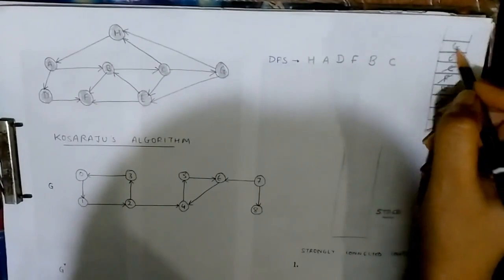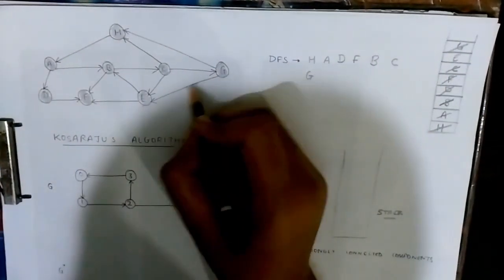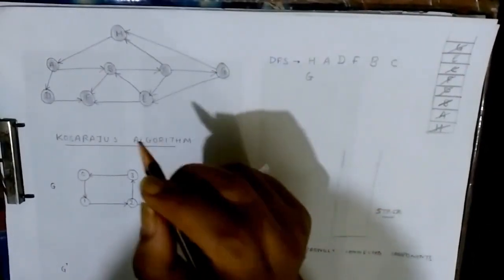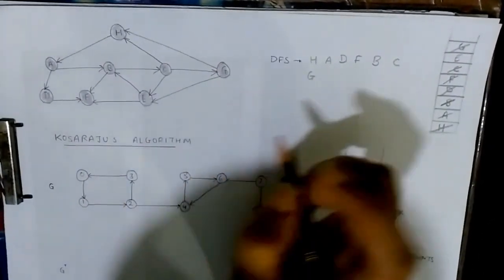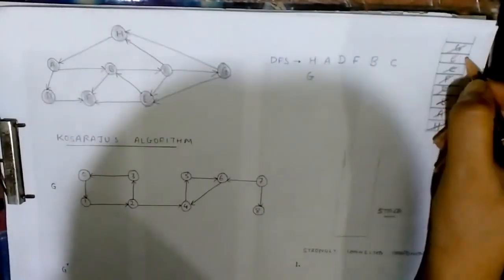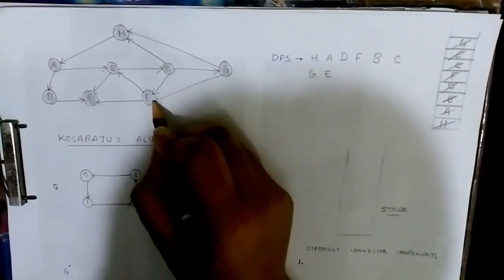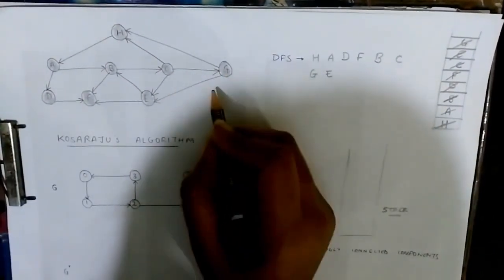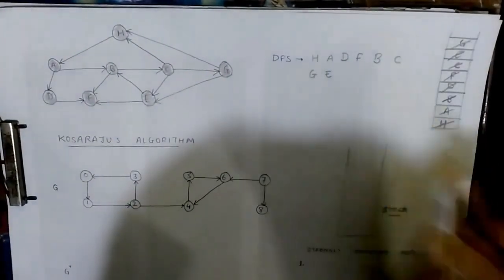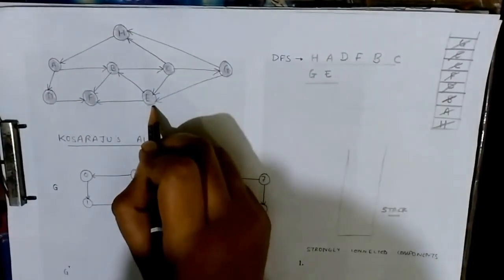Now we pop the top element, G. From G we can go nowhere else. All the other vertices have already been visited. There are no unvisited vertices left. So we'll pop the next element, which is E. E, nothing left. So our stack is also empty. Now this would be the DFS traversal for this directed graph.